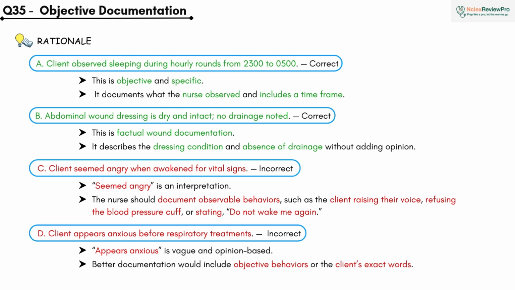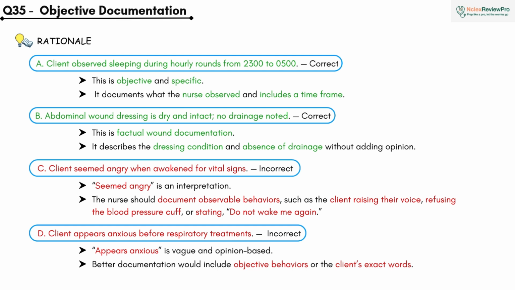Option B is correct. Abdominal wound dressing is dry and intact, no drainage noted, is factual wound documentation. It describes the dressing condition and the absence of drainage without adding opinion. Option C is incorrect. Client seemed angry is an interpretation. The nurse should document observable behaviors instead, such as the client raised their voice, refused the blood pressure cuff, or stated, "Do not wake me again."